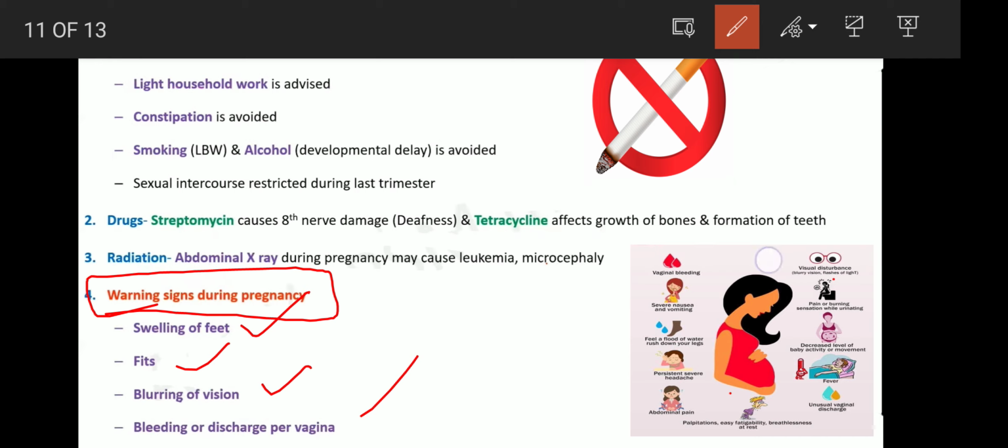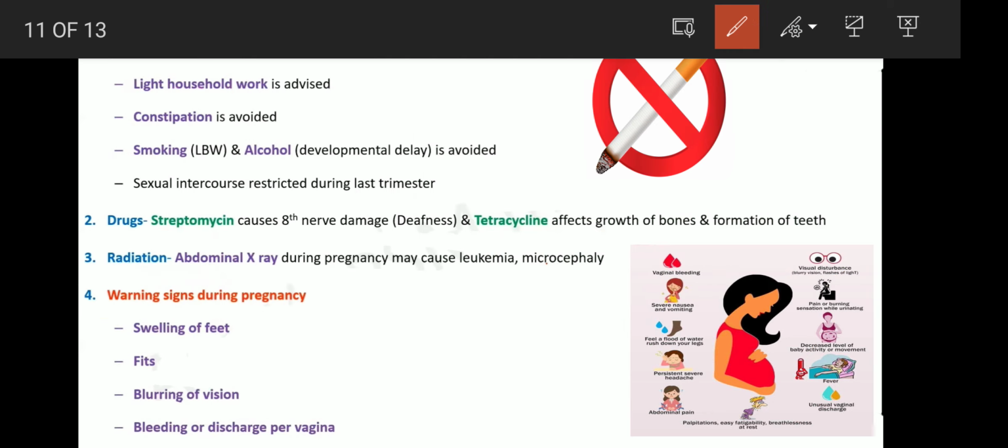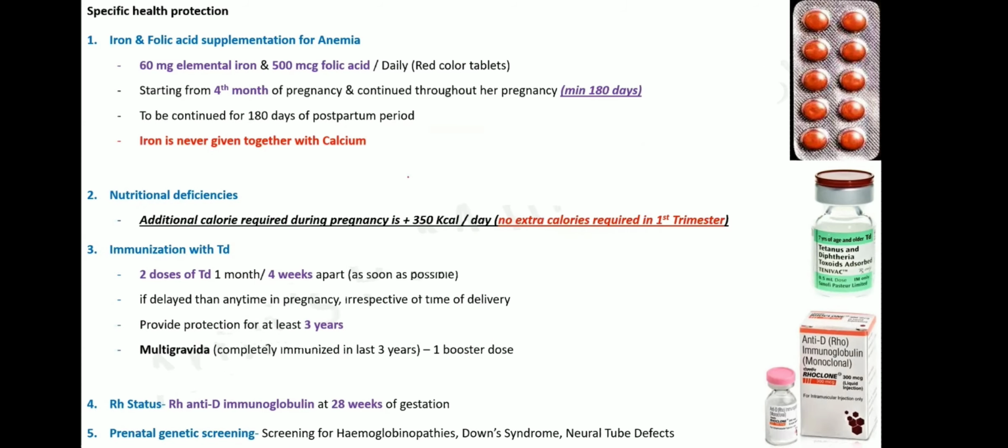You can see here visual disturbances, burning micturition, decreased movements of the baby, fever, abnormal vaginal discharges, palpitations, breathlessness, severe abdominal pain, severe headache, blurring of vision, excessive vomiting, vaginal bleeding, and swelling of the feet. So, these were the warning signs.